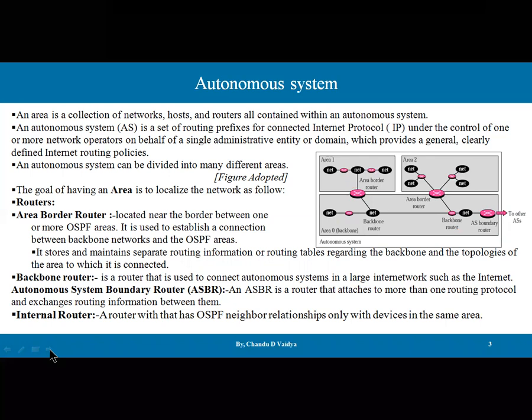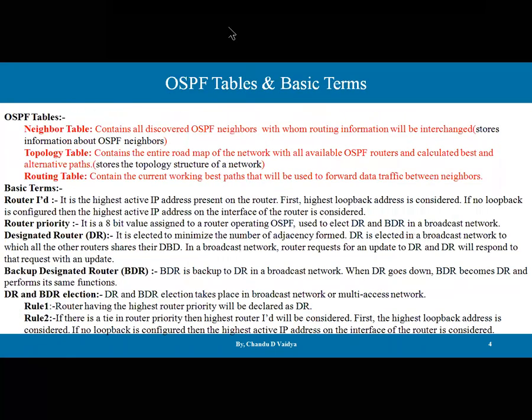Moreover, the OSPF protocol is very widely used in large networks. For handling a large network, that network is divided into a number of areas. Then there is the concept of the OSPF tables. There are actually three tables available: the neighbor table, topological table, and routing table. In earlier protocols, we discussed only one table, the routing table.